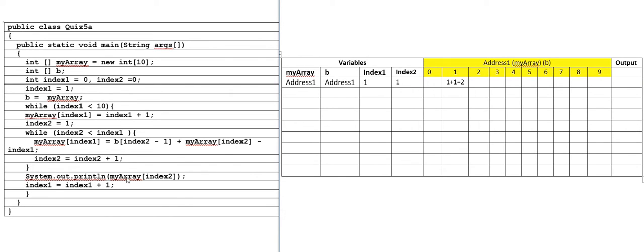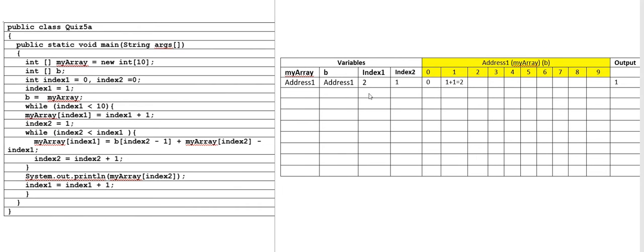Here we execute the statement which prints myArray at index 2. So we are printing myArray at index 2, which is basically 1. After that we update the value of index 1, we add 1 to it, so it becomes 1 plus 1, it becomes 2. Now we're checking whether index 1 is less than 10. Yes, 2 is less than 10, so we move on with this part of the code.